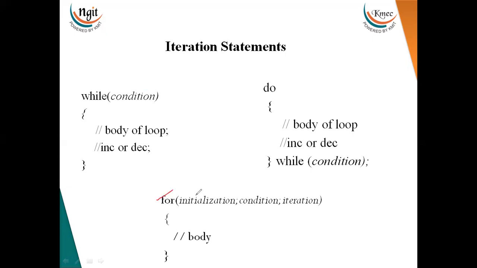Why was this for loop introduced? In while, initialization, condition checking, increment, decrement, these are all happening in three different steps. To minimize the number of steps, we introduced this for loop. Initialization, condition checking, and increment, decrement will happen in the same step, right? And if the condition is true, we execute the block of statements, then the loop will be repeated. Whenever the condition becomes false, then we will go out of this loop. This is all about the iteration statements.